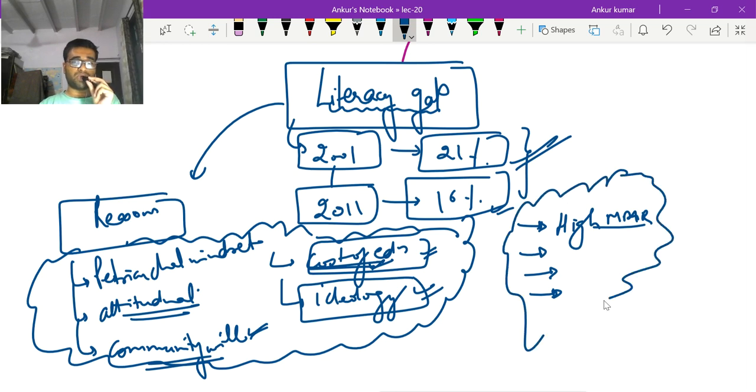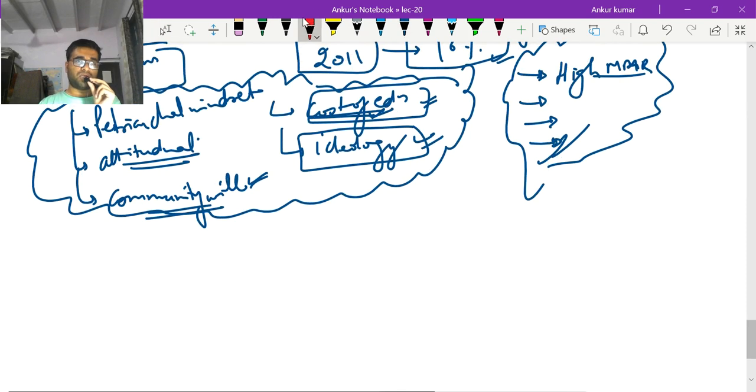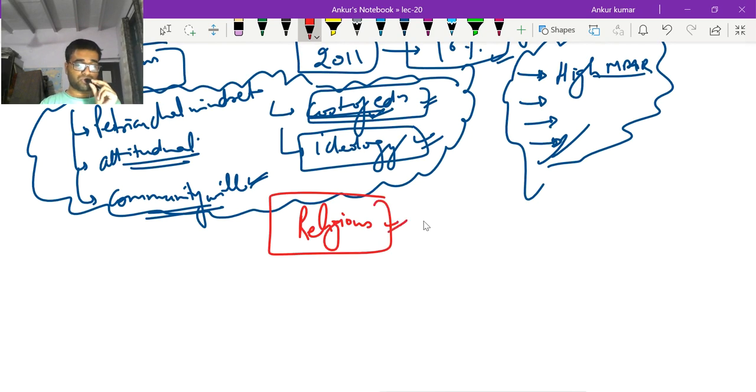The single solution is that you educate the girl child, and you are ending the many problems, the many vices which are currently occupying the society. Okay, on that we are now moving on: the literacy gap varies among the religions also.